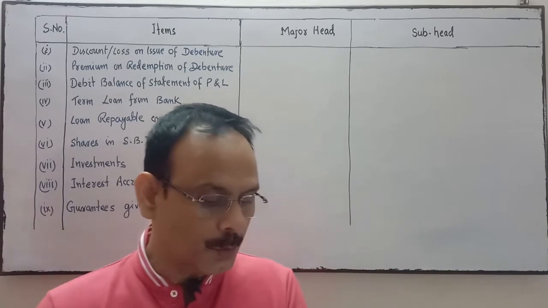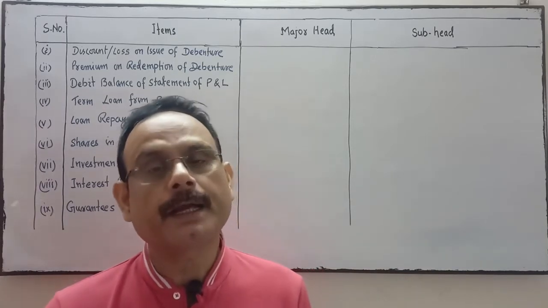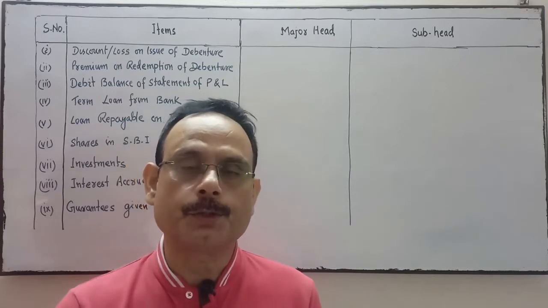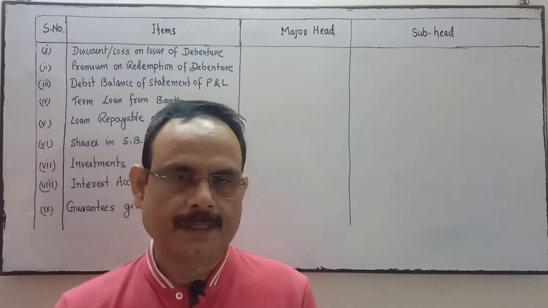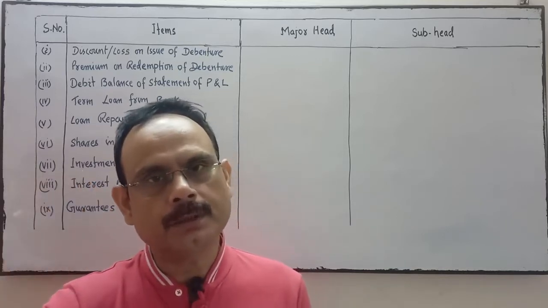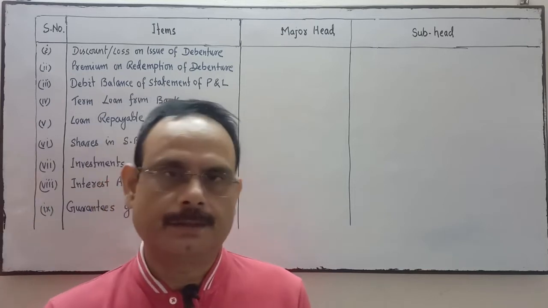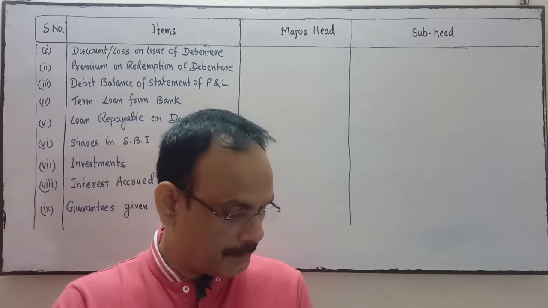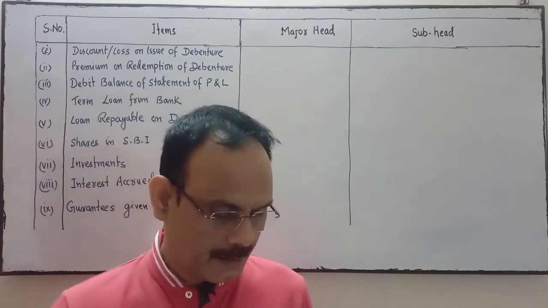How would you disclose the following items in the balance sheet of a company? It means you have to reflect in which heading this will be shown and under which subhead as well. So there are a total of 9 items as given.